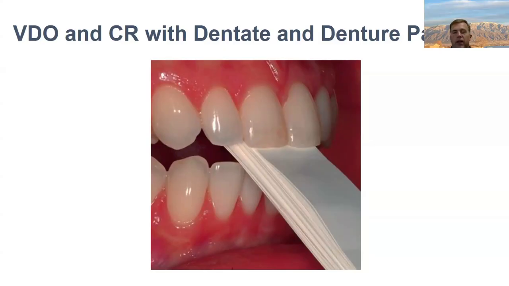When we're doing all-on-X cases, there's really no reason to restore to any occlusion besides CR, because we have the optimum opportunity to make CR and MI coincident. If you have a denture patient, you can also use a technique like this, but you'll need to make sure you've relined the denture so that it's stable.